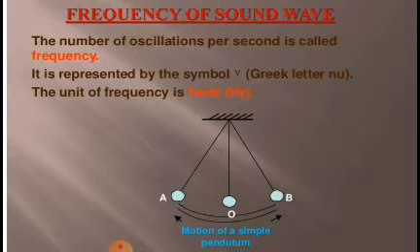So number of oscillations per second is known as a frequency. Frequency is measured in a unit called hertz and it is written in the short form Hz. If the particle vibrates or a body oscillates 20 times per second, then the frequency is expressed as 20 hertz.